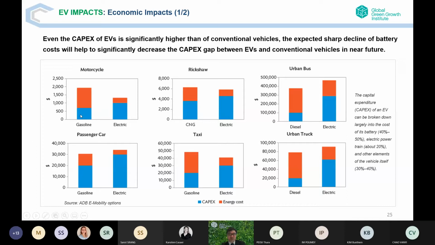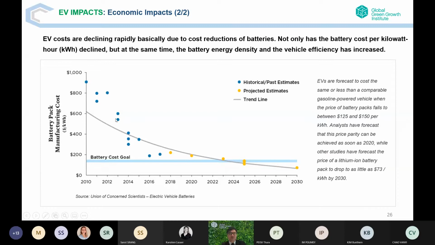When you look at the gasoline motorcycle, the blue color is the vehicle cost, and the pink is the energy cost. But electric has a higher capital expenditure, with very little energy cost. So if you use an electric motorbike, maybe you reduce the operational cost, which is very good for your economic situation. And maybe you can see the graph. It shows the sharp decline of the battery cost.